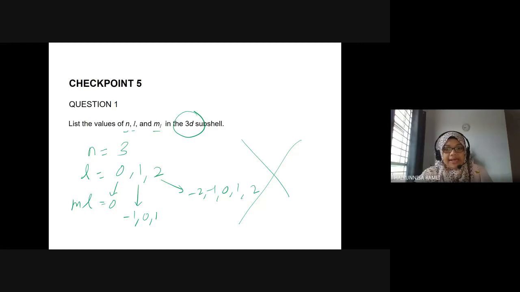Dia nak 3D. Okay. Tak apa, you nak senaraikan untuk awal, boleh. But dia nak 3D. So again, this is S, this is P, this is D. So dia nak D je.